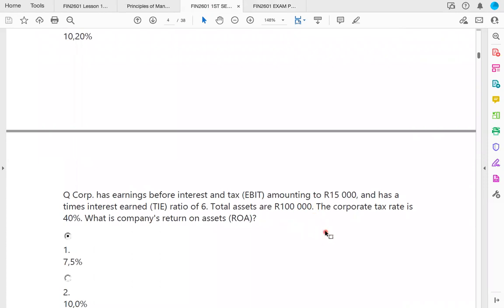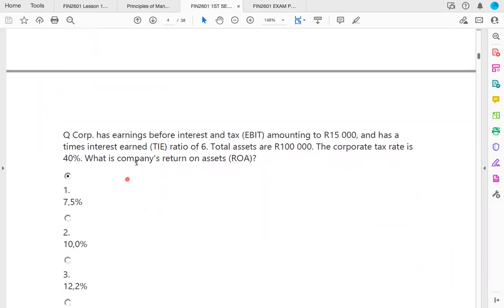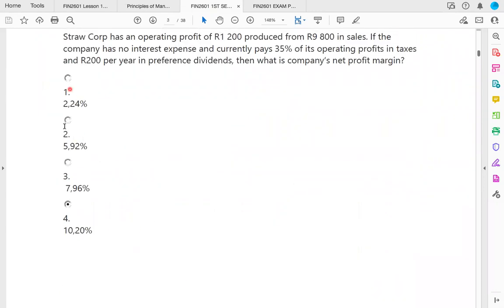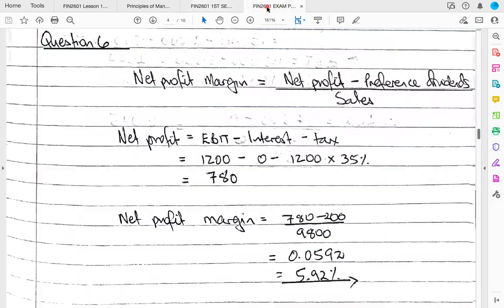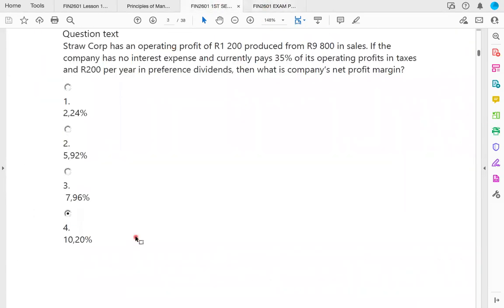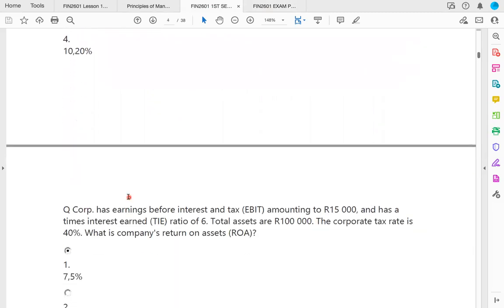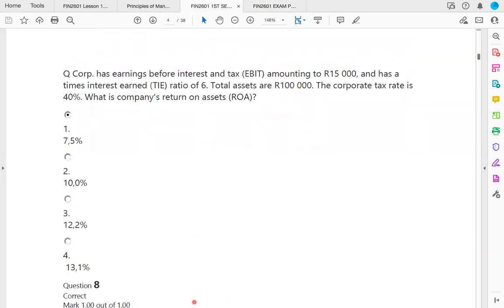Question number 7. Remember, we're saying don't worry about these answers, right? On the screen, the correct answers are what I'm showing you. We're going through what the student had done. So this is actually 5.92, or these options were just picked. So we want to pick the correct one. We want to be checking these answers.